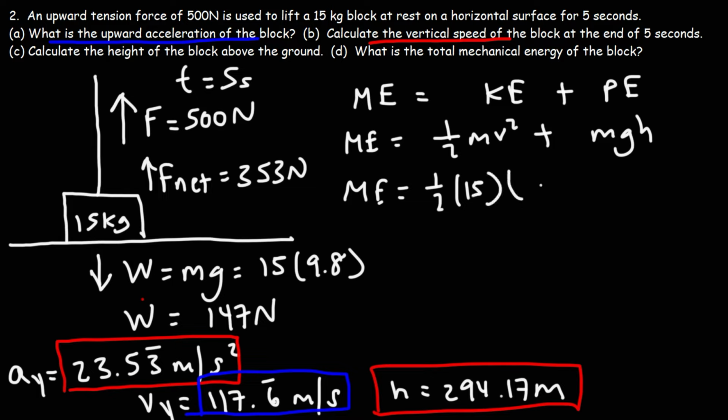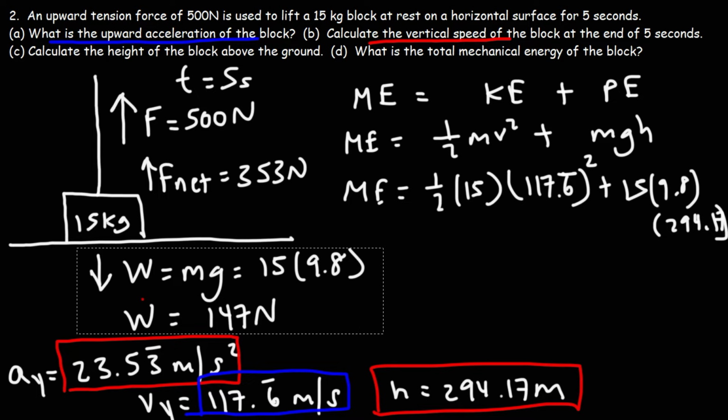The vertical speed is what we have here, 117.6 repeating, and we'll square that, plus the mass, which is 15, times g, which is 9.8, and then times the height, which is 294.17. All right, I'm going to have to clear away some stuff here.